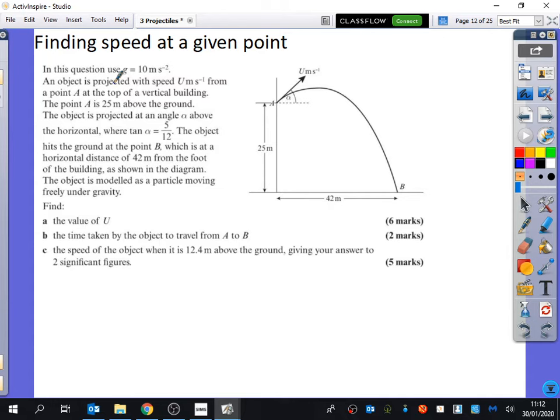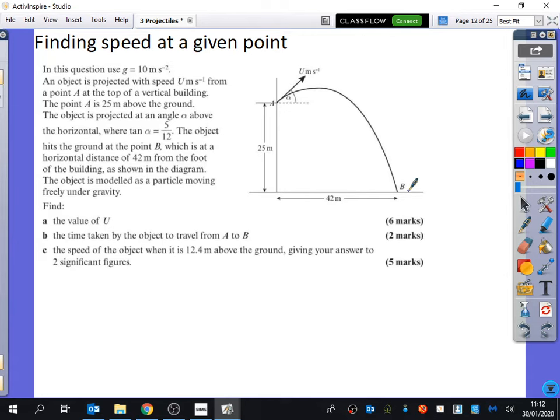An object is projected with speed u meters per second from a point A at the top of a vertical building. The point A is 25 meters above the ground. The object is projected at an angle alpha above the horizontal, just like it looks like in the diagram, with tan alpha equals 5/12. The object hits the ground at the point B, which is at a horizontal distance of 42 meters from the foot, or from the base of the building, as shown in the diagram. The object is modelled as a particle moving freely under gravity.